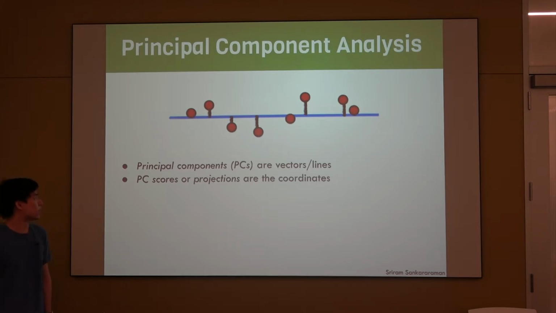Again, to reiterate, the principal components, or PCs, can be thought of as these vectors or lines. And the PC scores, sometimes also called the projections, can be thought of as the coordinates that the points have on these lines, or these principal components.